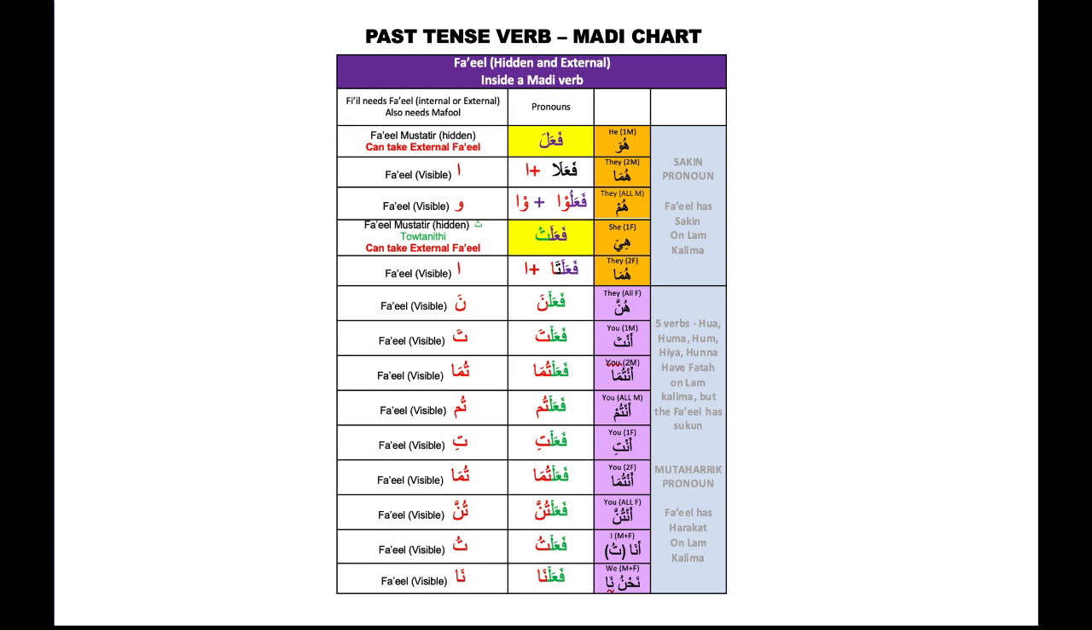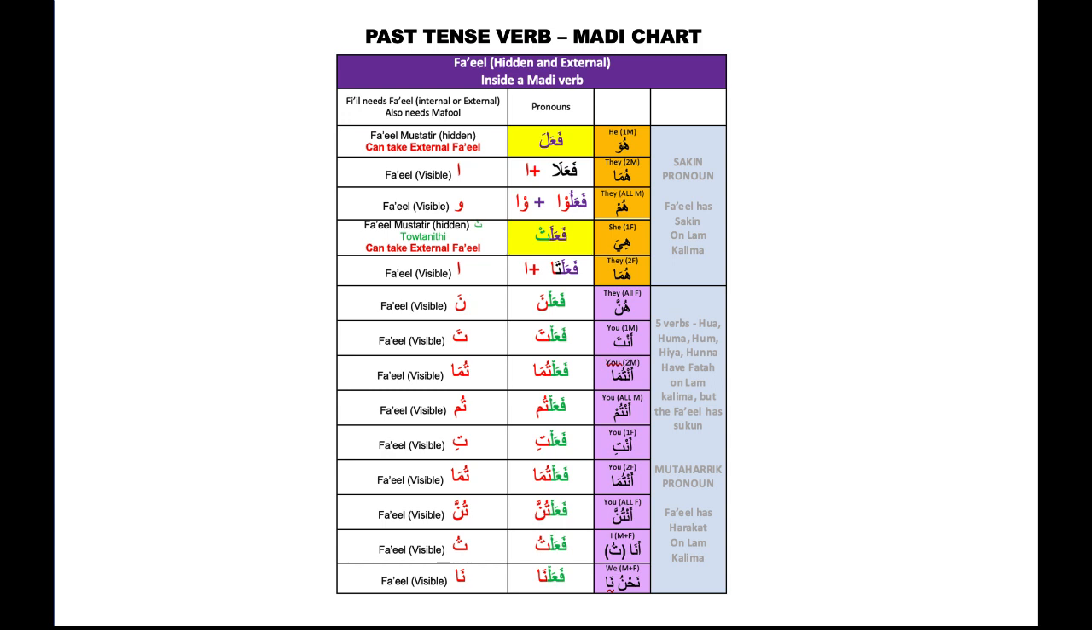Next is antuma, and corresponding verb is fa'altuma, representing you two female did. So tuma is the visible fa'il here. Next is antunna. Antunna, there is no similarity with anything else here. It's special. Antunna, you all female did. And the corresponding verb is fa'altunna. So tunna is the visible fa'il here.